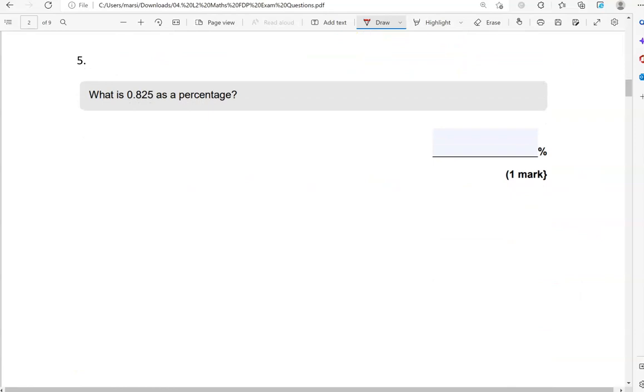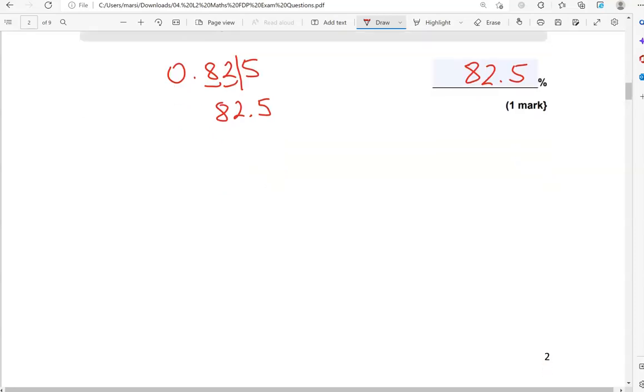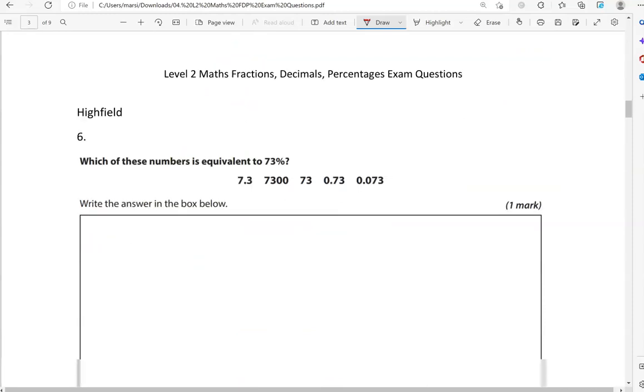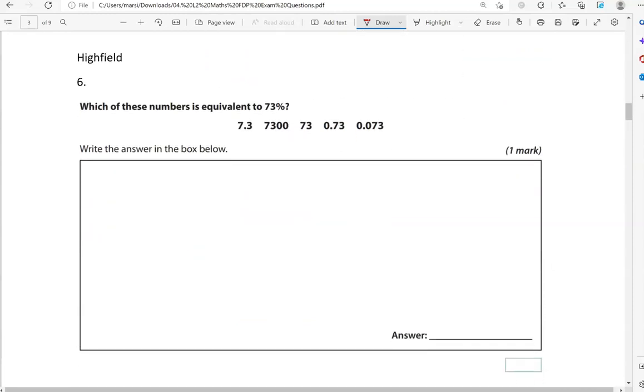What is 0.825 as a percentage? Again, making that reference to money, this is going to be 82.5%. It's like having 82.5 pence. It's also like multiplying 0.825 by 100. And you could do that if you want to.